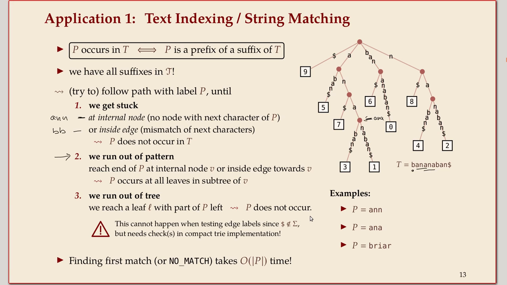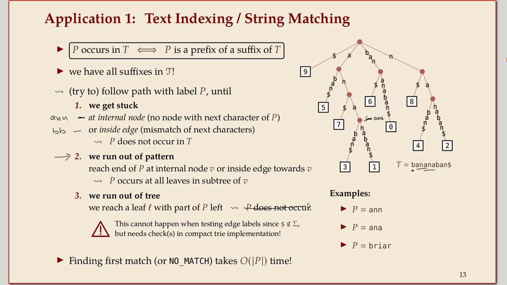In that case, P doesn't occur because we assume that P doesn't contain the $ sign. So if you could reach this leaf in that way, I guess you should check with the... It could be a prefix of the pattern, couldn't it? I'm not sure if this is correct.